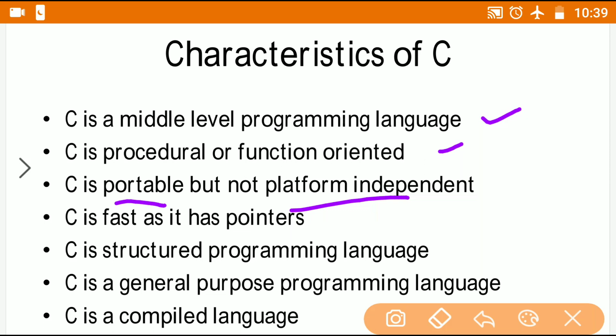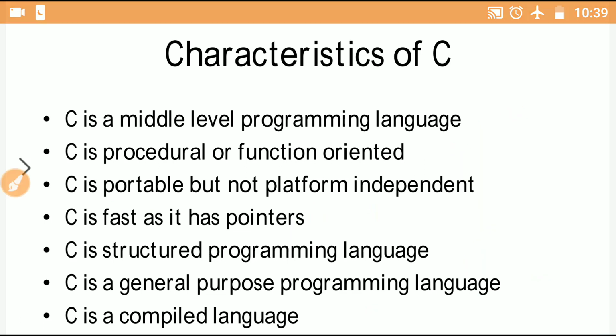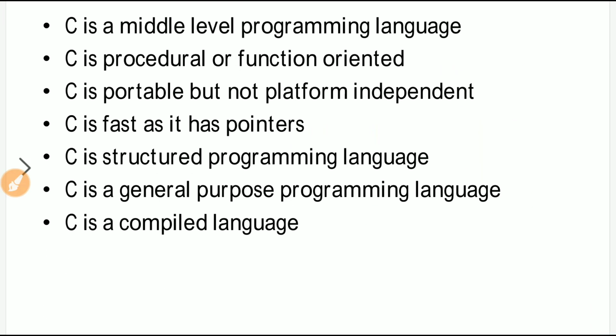C is fast as it has pointers. C is a structured programming language, and C is a general purpose programming language. You can write a variety of software, including system software and application software. So C is equally good for writing both of them. C is a compiled language.